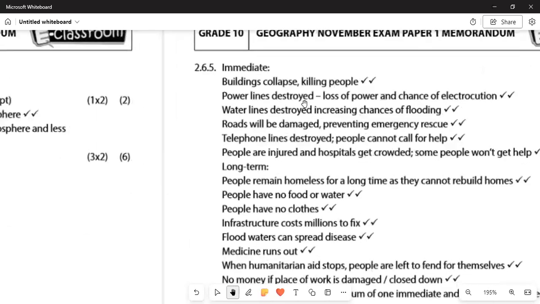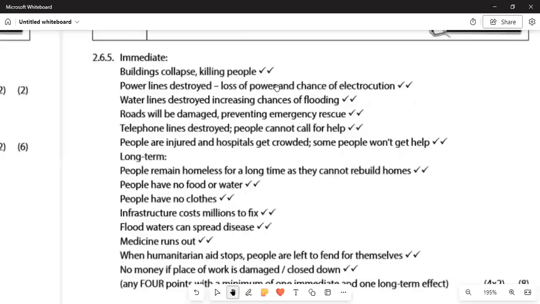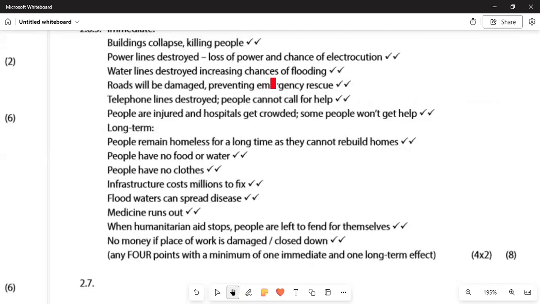Okay, right. The immediate effect is the killing of people. Number 2, power lines will be destroyed, causing loss of power and the chances of electrocution. The water lines will be destroyed, increasing the chances of flooding. Roads will be damaged, preventing emergency rescue. Telephone lines will be destroyed, so people cannot call for help. People are injured and hospitals get crowded. Some people won't get help. That is the immediate effect.